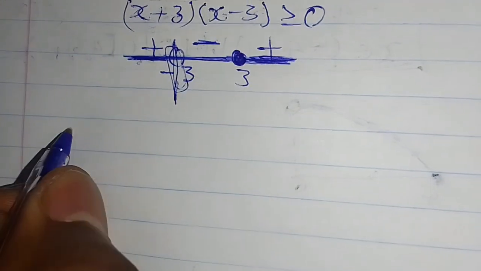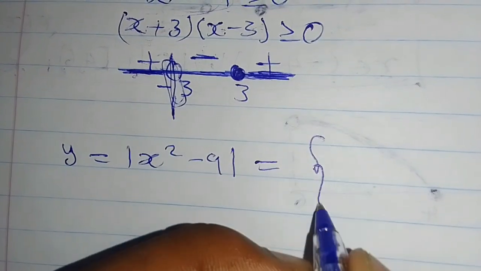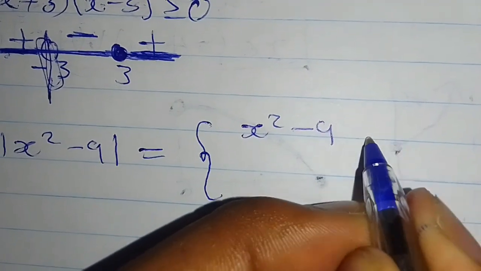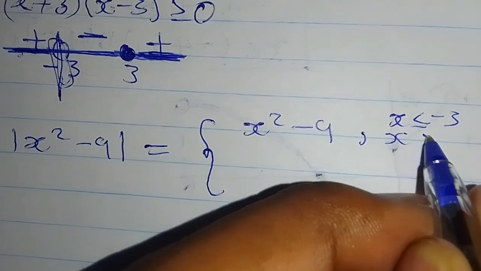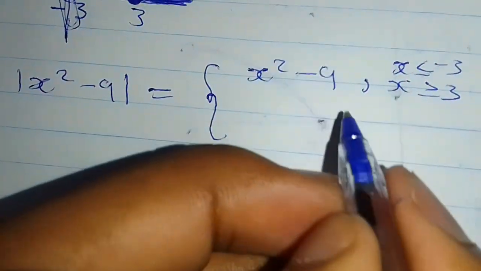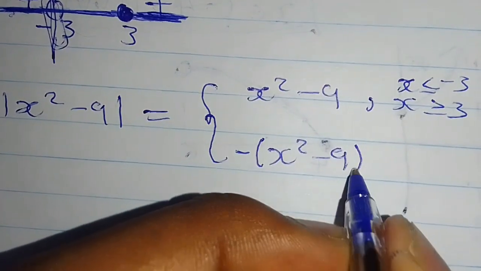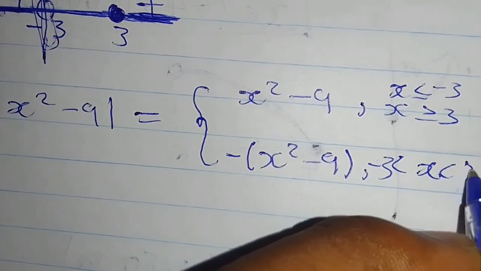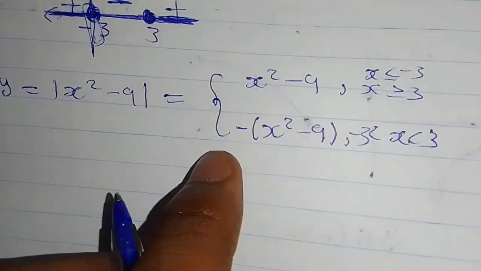So what I'm saying is that the absolute value of x squared minus 9 will be equal to, you denote that as some sort of a piecewise function, x squared minus 9 for as long as x is less or equal to minus 3, or x equal or greater than 3. That will be this interval. And then you distribute a negative into x squared minus 9 for as long as x is between minus 3 and 3. That's because that's where we got a negative region. Okay, so then you can sketch the graph.